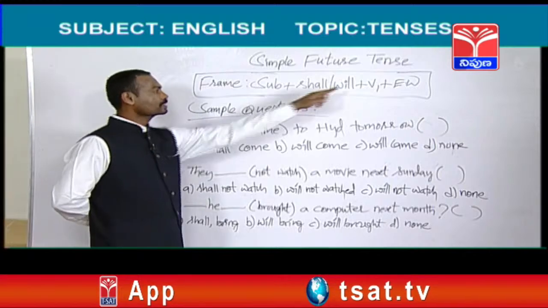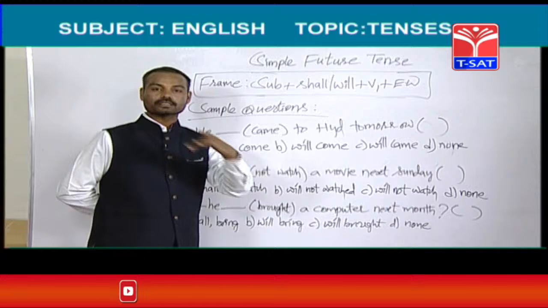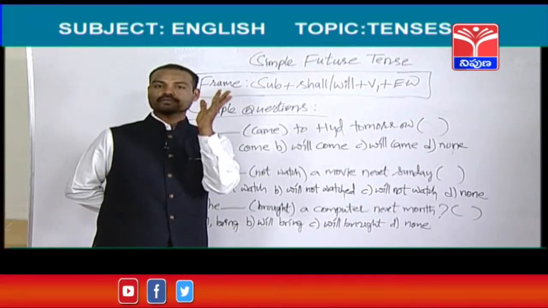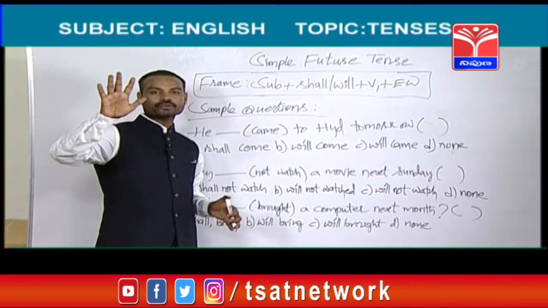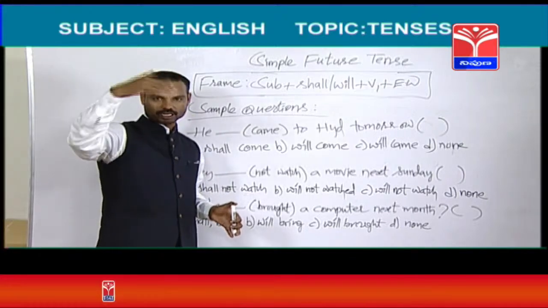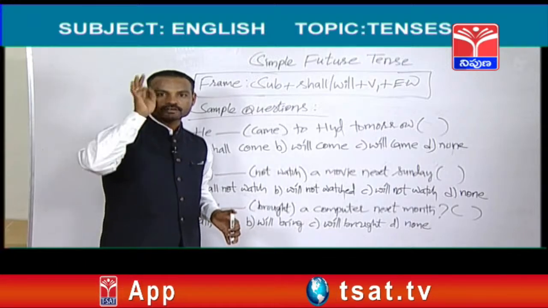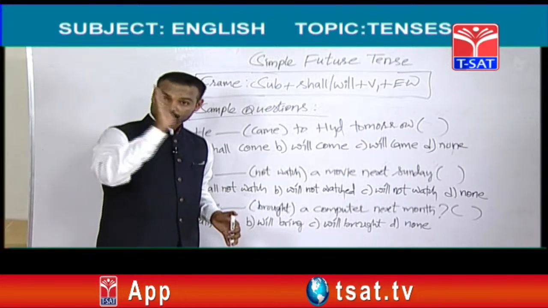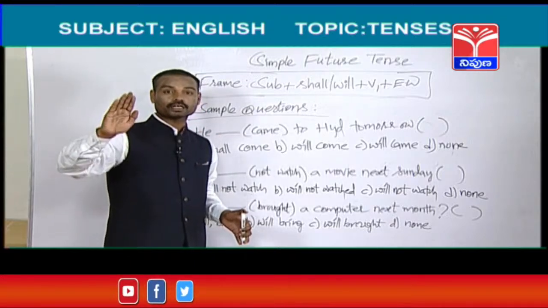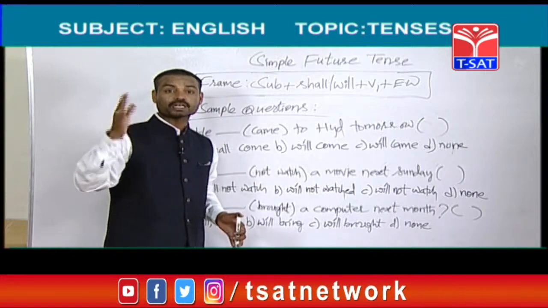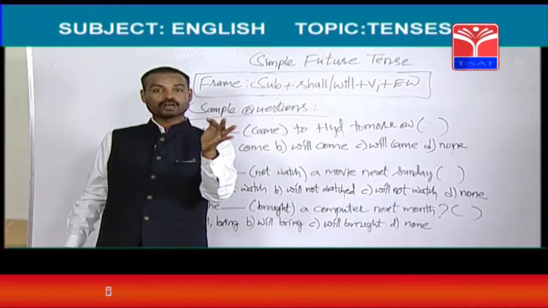Will. Next, what should we take? V1 should be taken, because this is simple future tense. In simple future tense, we should always use the first form of the verb. Never forget, friends, in simple future tense, even if you speak or write 1 lakh sentences, in every sentence the verb must be in the first form. Don't forget it. Whether it is a positive, negative, interrogative or negative interrogative sentence, whatever the type of sentence it is, in every sentence the verb must be in the first form.